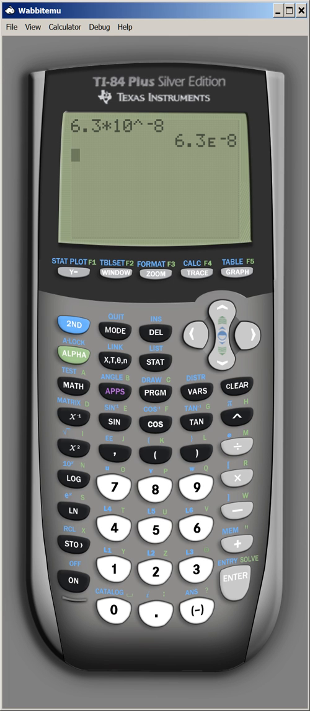pHs are values that go between 0 and 14. You remember that a pH of 7 is neutral, below 7 is acidic, and above 7 is basic.